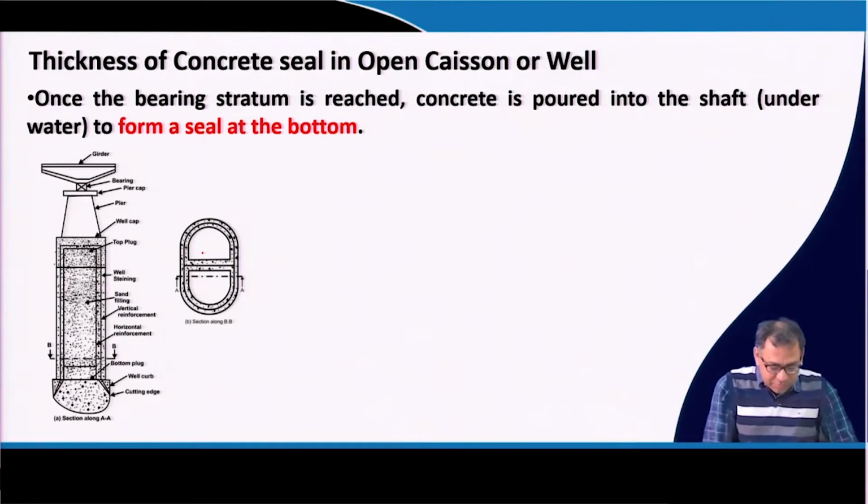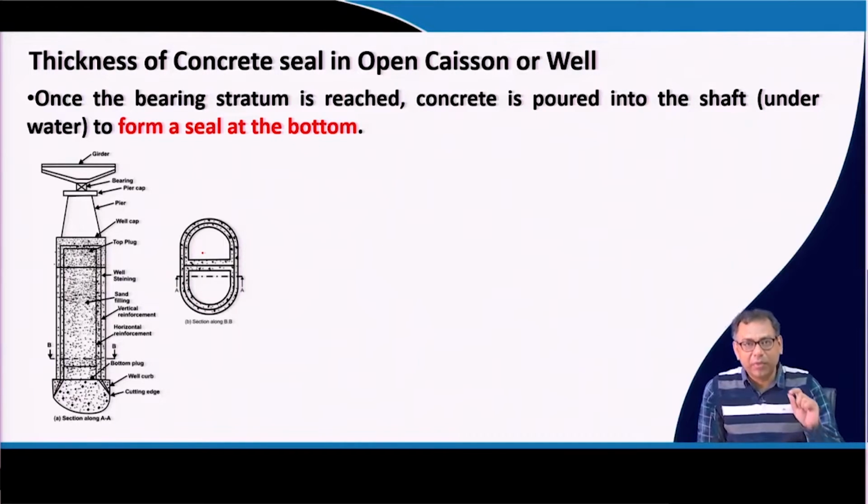So, once this bottom seal is done, you have to check whether the thickness of the concreting for the bottom seal is sufficient or not. Why is this thickness important? Because there will be a buoyancy force acting in the upward direction. We have to check whether that concrete is sufficient to take care of that buoyancy force or not.